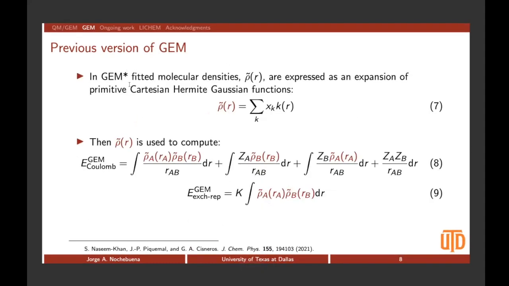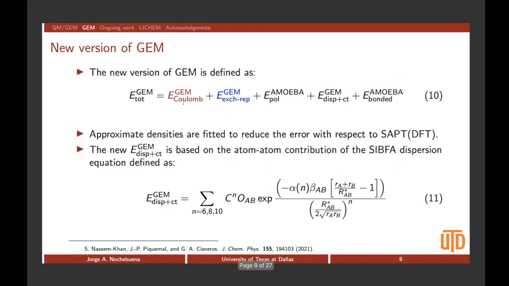In GEM-star, the same fitted molecular densities, expressed as an expansion of primitive Cartesian Hermite Gaussian functions, are used to calculate the Coulomb interaction and the exchange repulsion term. In the new version of GEM, different forms of molecular density are used to calculate the Coulomb term and the exchange repulsion term. And in both cases, the densities are fitted to reduce the error for each contribution with respect to the SAPT DFT counterparts. In addition, a new dispersion and charge transfer term inspired by CIFA is proposed.